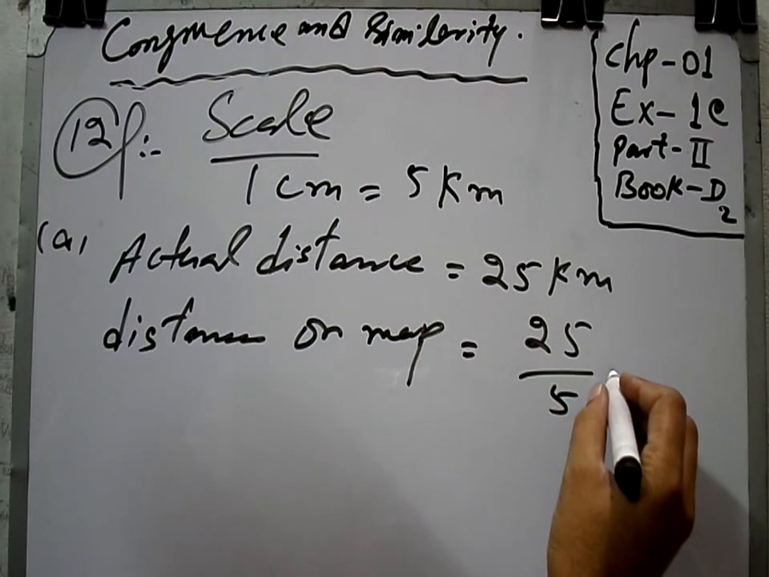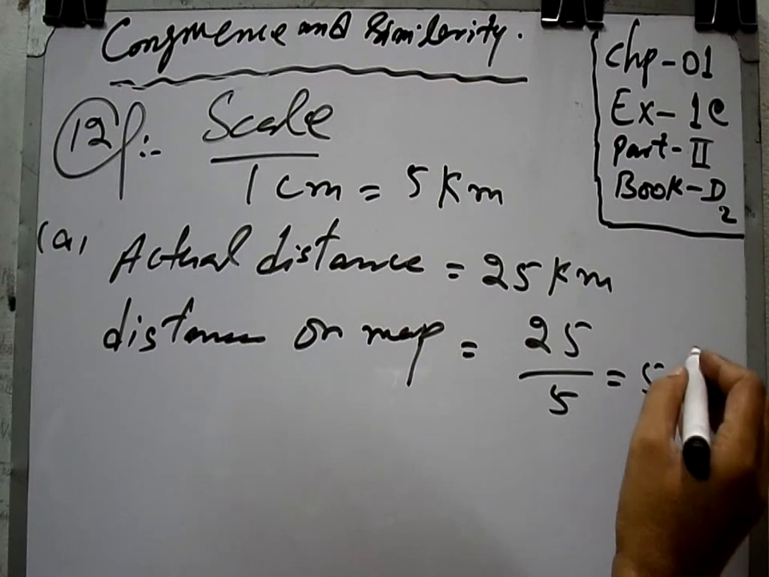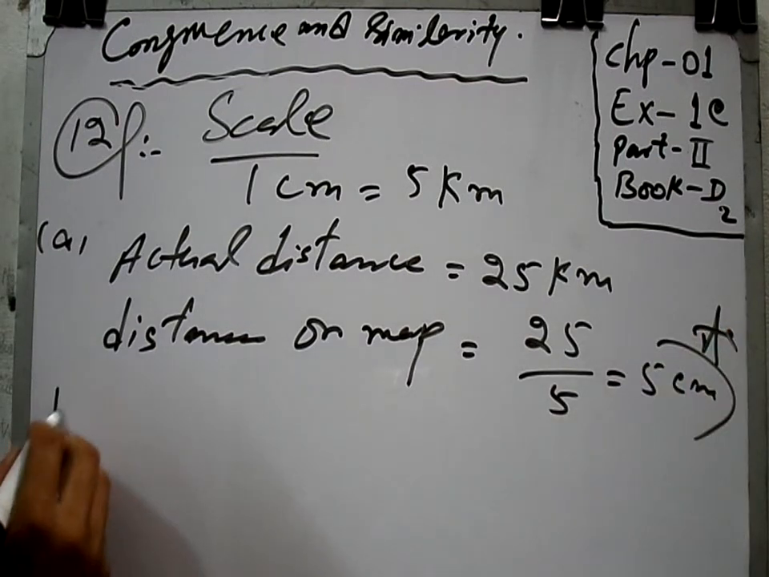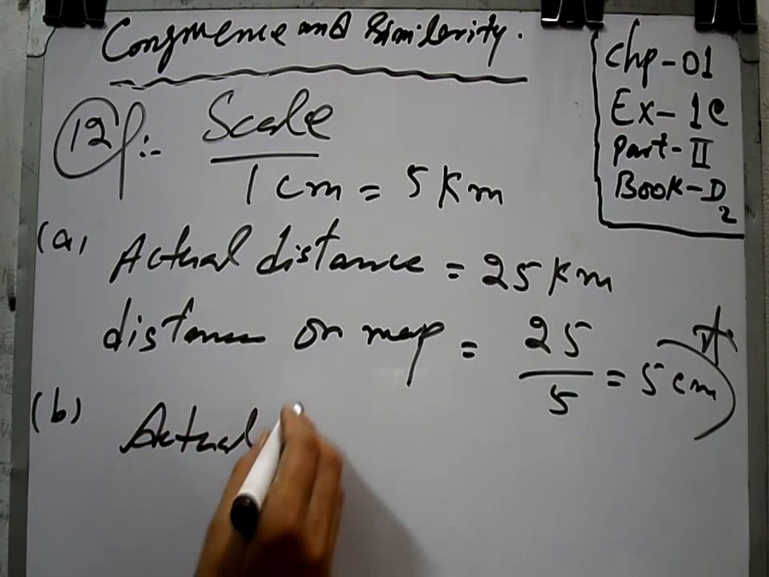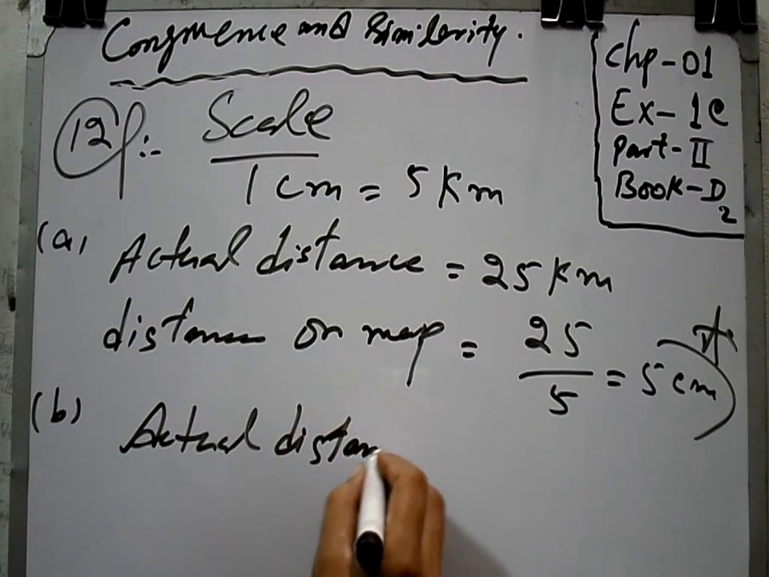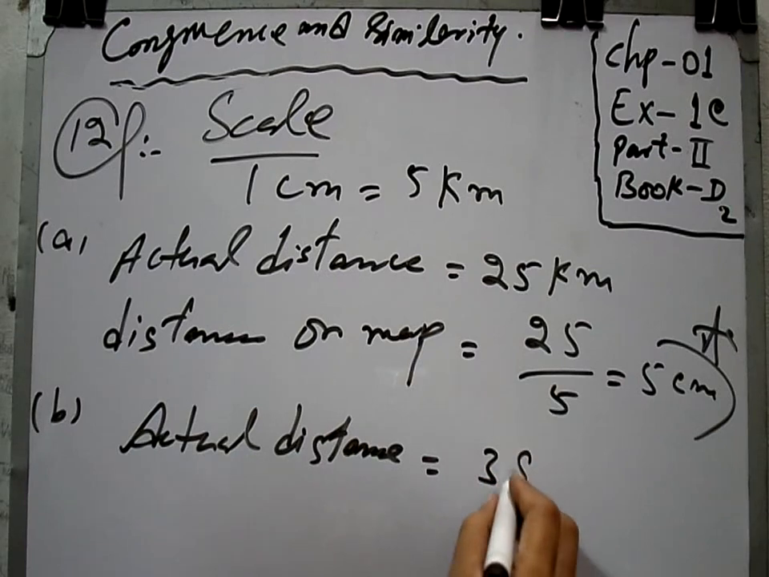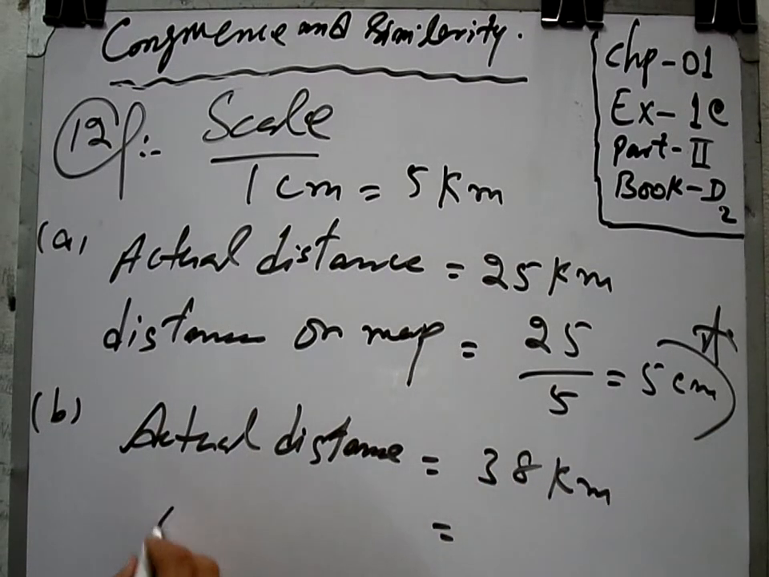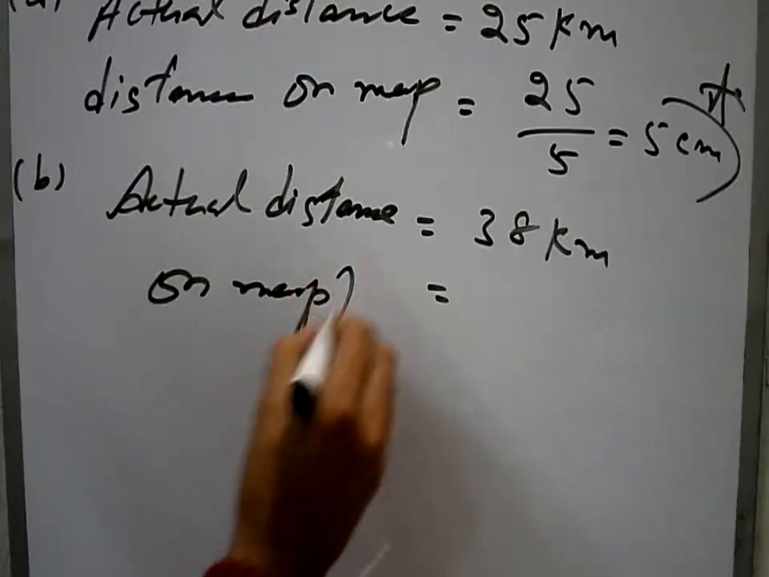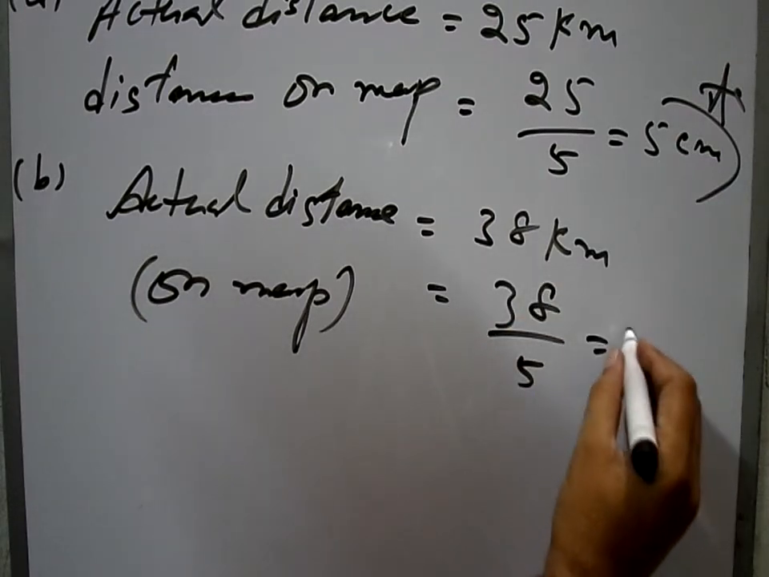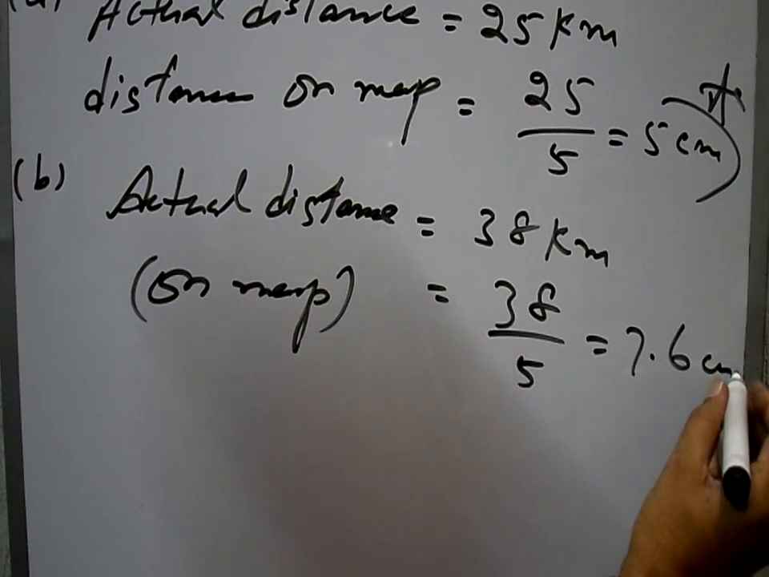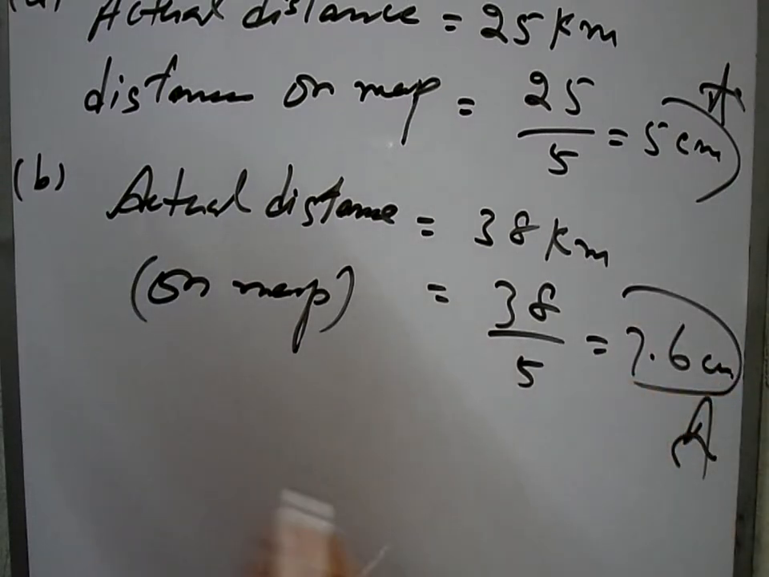So you will get on map it will be equal to 5 centimeter. So that is your answer. Now in B portion, actual distance is given to you, that is equal to 38 kilometer. So on map it will be equal to 38 divided by 5, you will get 7.6 centimeters. So that is your result.